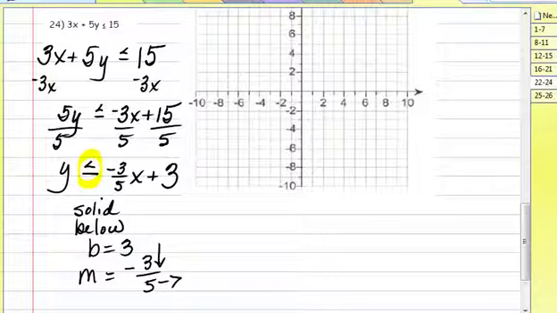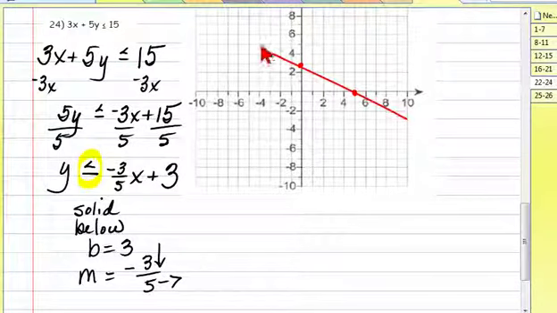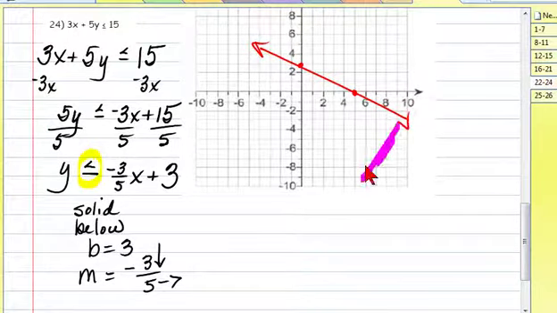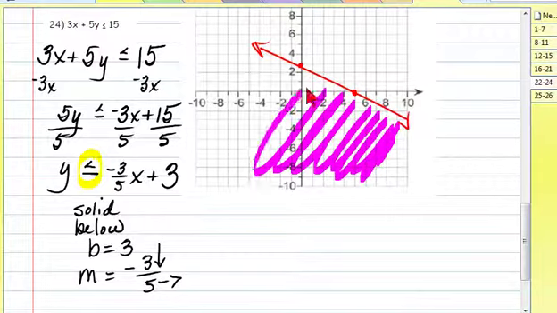All right, I begin at 3 on the y-axis. I move down 3, right 5. I draw a solid line. And I shade below it. And those colors kind of clash.